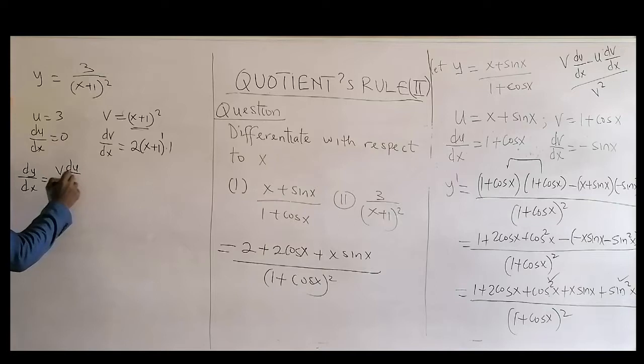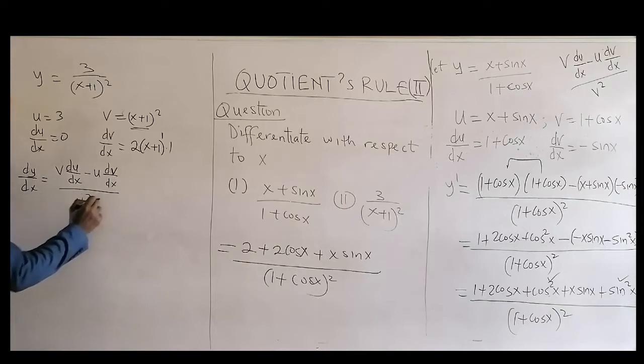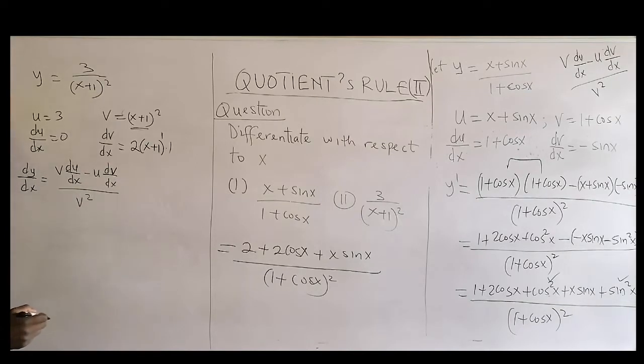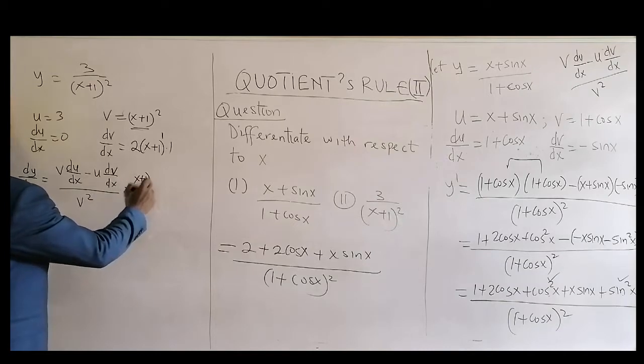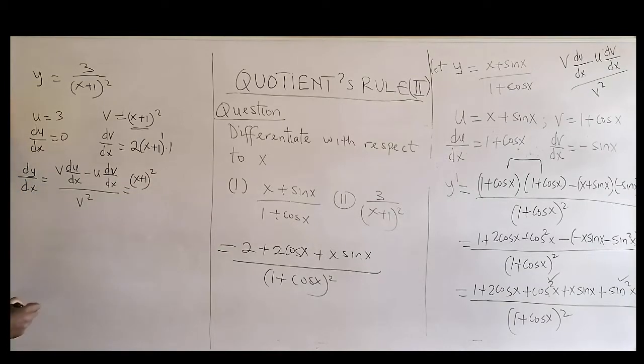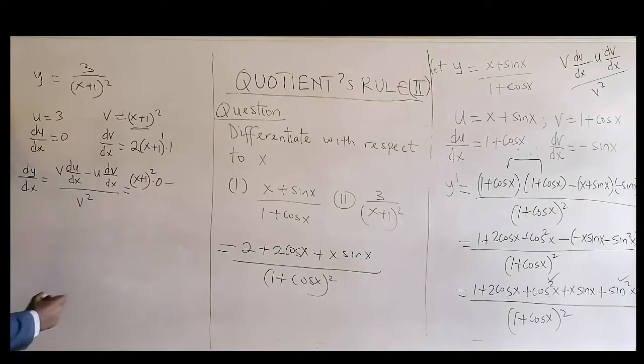v du dx minus u dv dx over v squared. My v is what? My v is x plus 1 squared. The u, the du dx is 0. Minus. So this one cancels out. Minus, my u is 3 times the dv dx.